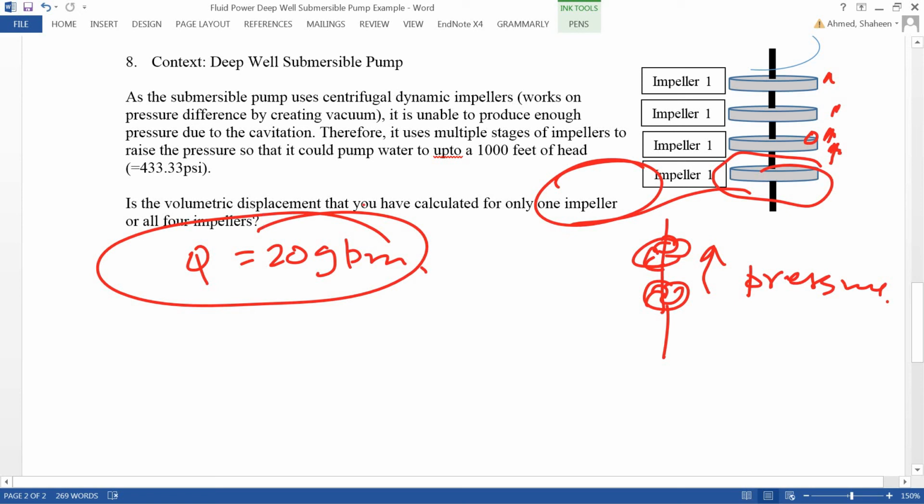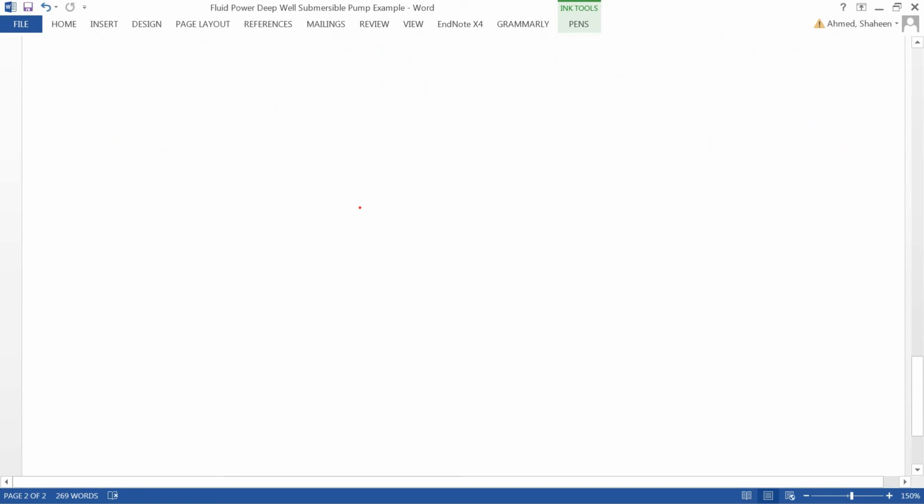Therefore it will come from just one impeller. I think that was this question.